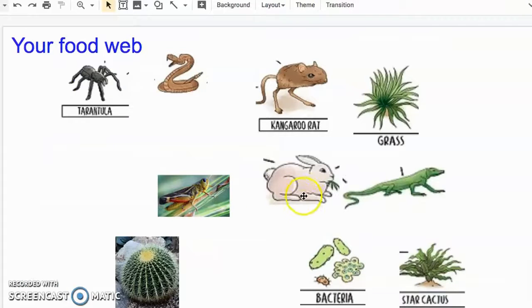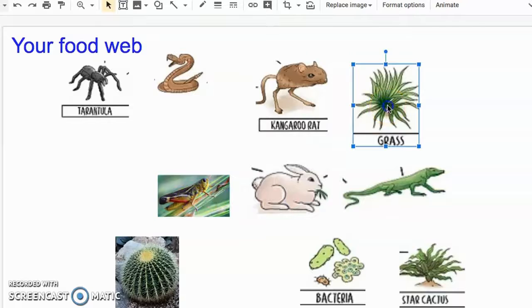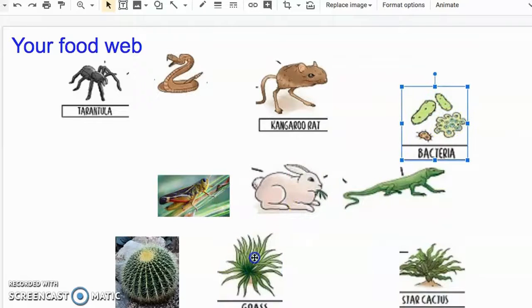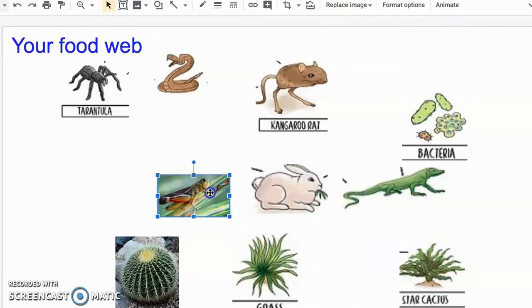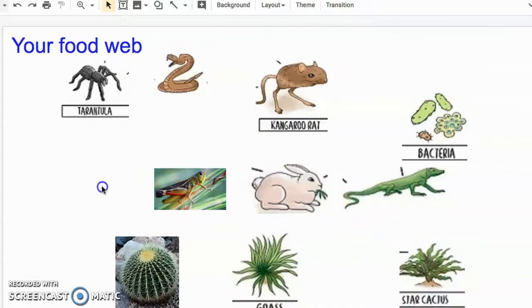Now it also said, just up here, that the rabbits and the grasshoppers eat the grass. So I also need the rabbit and the grasshopper to be near the grass. So I'm going to move the grass over here. I'll probably move bacteria out of the way. And then I'm going to start drawing the arrows for the ones I have so far.